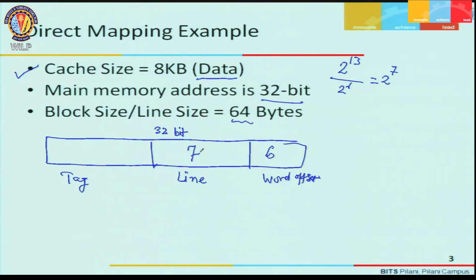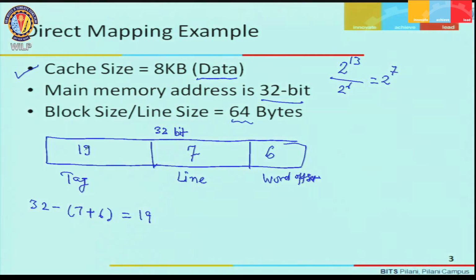Then what are the remaining bits? The remaining bits of the address will be 32 minus (7 plus 6), so 32 minus 13. How much is left? It's 19. So, 19 bits for the tag. So, this is the address splitter for the direct mapping.